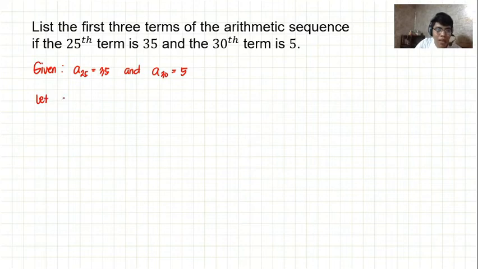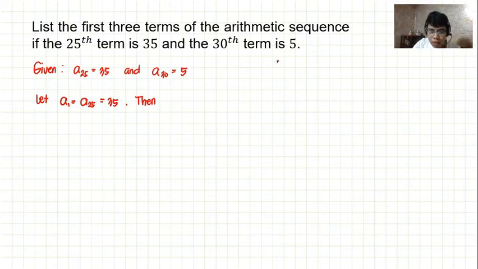Okay? So my way here, suppose I will let A sub 1 be equal to A sub 25. So meaning yung 25th term ko, i-consider ko siya na first term muna. But that is not my first term really sa original arithmetic sequence sa problem na to. Okay? I will just let A sub 25 be A sub 1 para ma-solve ko yung common difference mamaya. Okay? So we have A sub 1 equal to A sub 25, which is equal to 35, right?